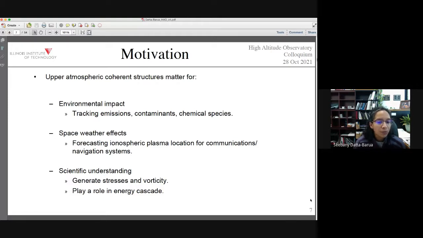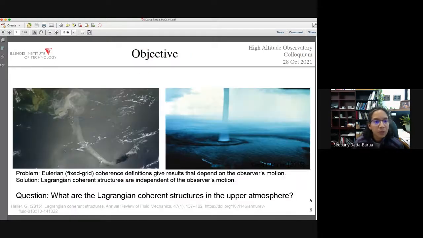We're also interested in the scientific understanding that we can gain from understanding better what's happening in the stresses created in the fluid, vorticity, and how energy is being transported, or transferred, within that fluid. So fluid dynamicists have worked on defining coherent structures for a long time now.